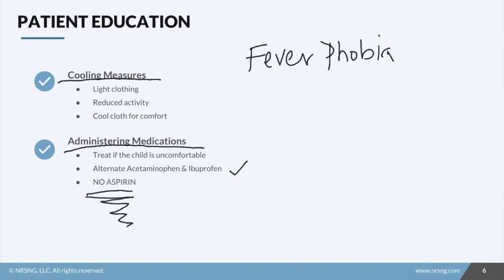And this is because it can cause something called Reye's syndrome. And Reye's syndrome causes brain damage. So we've got to make sure that parents know about that risk with aspirin. And we cover Reye's syndrome in the Neuro Med-Surg course. So check that out if you need a refresher on it.